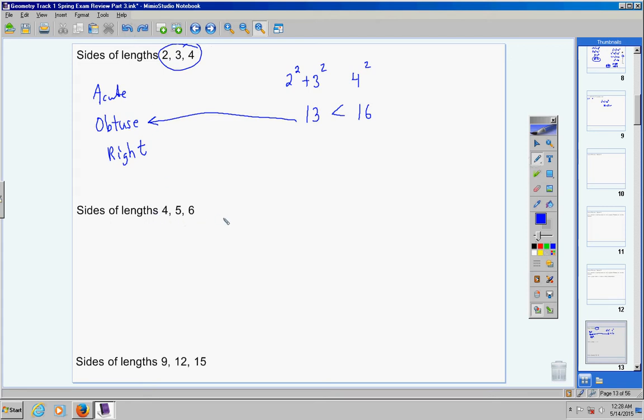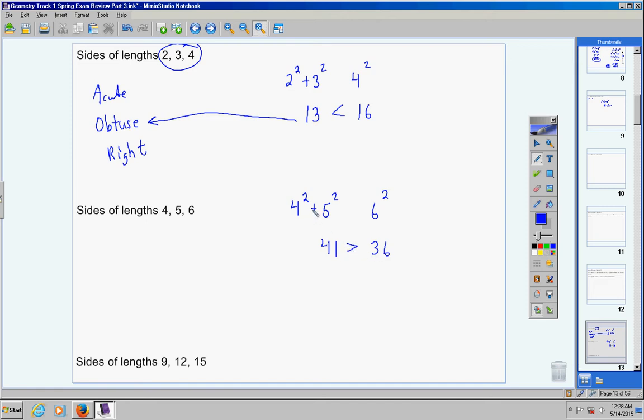Now, let's try this next one here. 4, 5, and 6. So my 2 smallest sides are 4 and 5. Then leave a little space here. And then my longest side is 6. So we have 4 times 4 is 16. 5 times 5 is 25. 25 plus 16 would be 41. 6 times 6 is 36. So now this side is greater than this side over here.